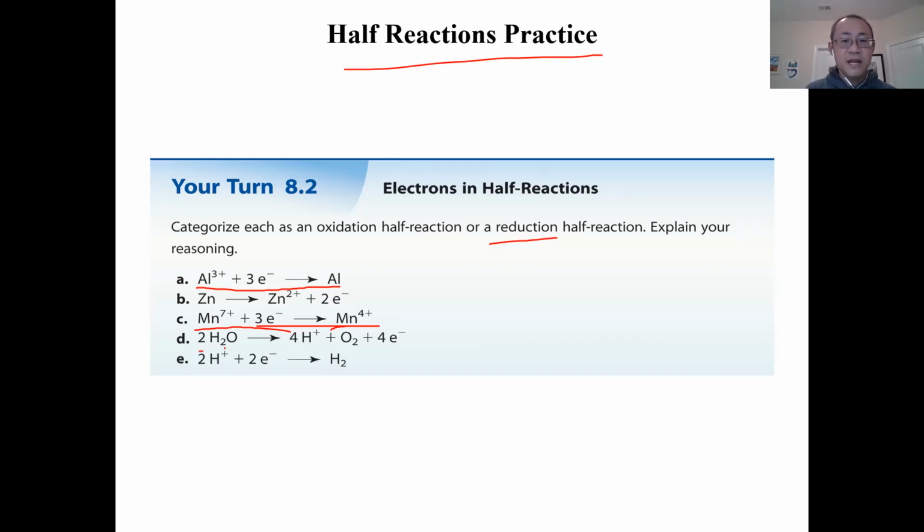Okay, number 4 is what? It is water losing electrons to become hydrogen ion, oxygen gas and 4 electrons. That's the lost electrons. So D is an oxidation reaction. And finally, hydrogen ion gains electrons to become hydrogen gas. And that's reduction. So A is reduction, B is oxidation, C is reduction, D is oxidation, E is reduction.